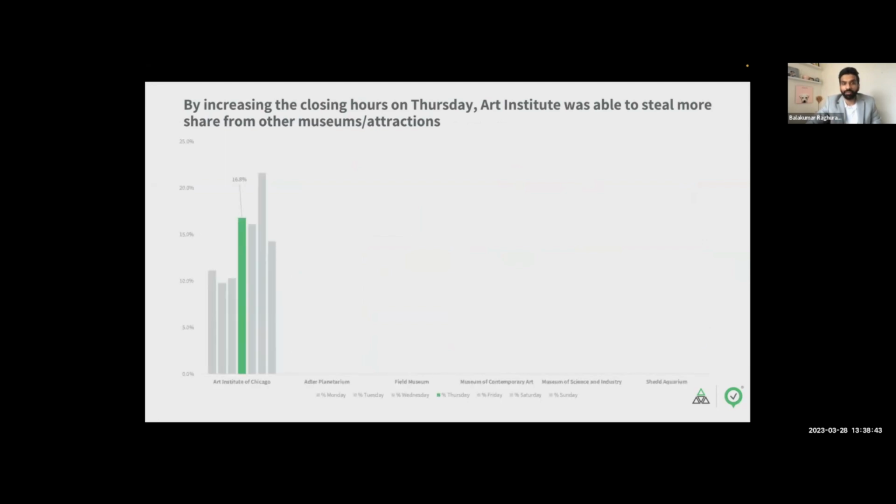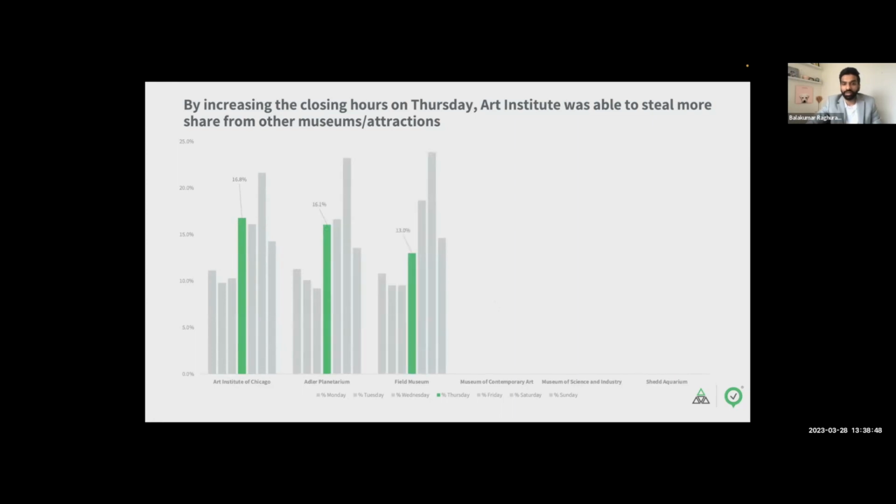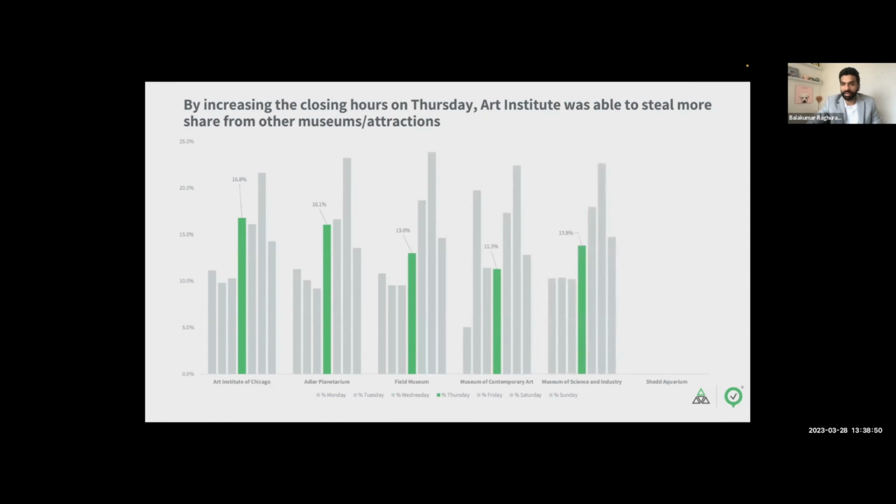And what we did was we made everything else gray and we simply pointed out the Thursday. And now you can clearly see that Art Institute was number one in terms of share on Thursdays. And that's what we mean by using colors appropriately, right?